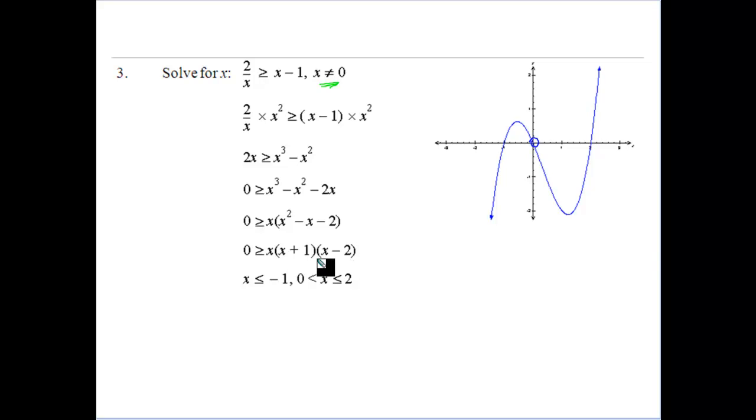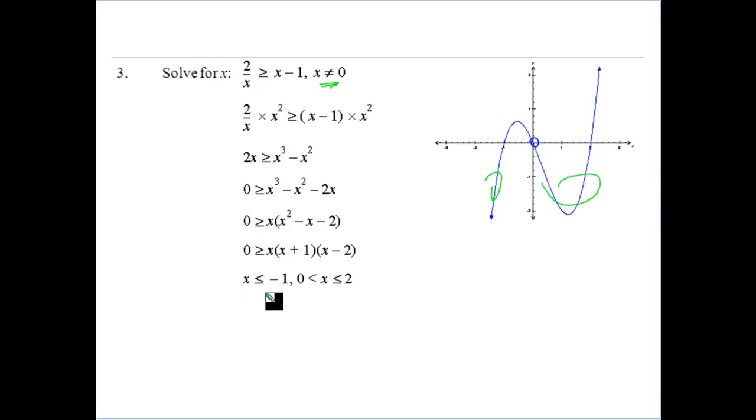So this becomes a cubic. So where is this cubic less than or equal to 0? If we draw up our cubic there, we get it going through minus 1, 0 and 2. We know the shape of our cubic from our work on polynomials. So what we're saying here is that for the function to be less than 0, we're looking at this part of the curve and this part of the curve here.